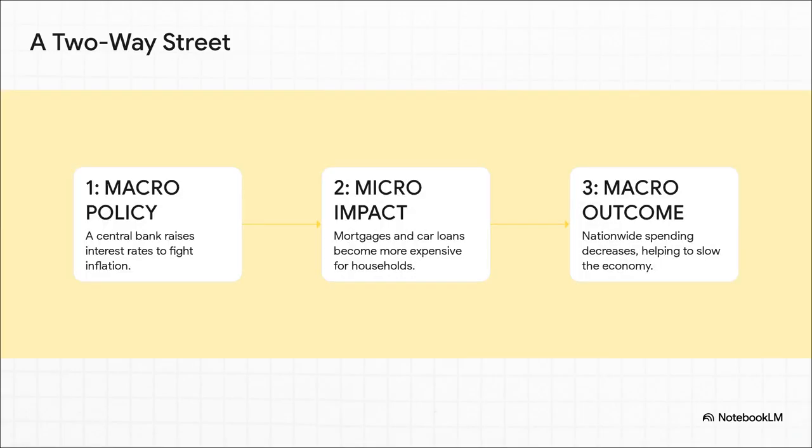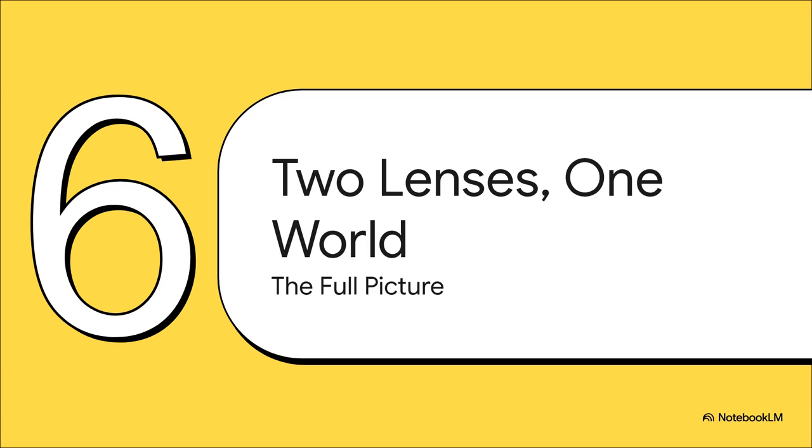Okay, let me give you a perfect real-world example of how this two-way street works. Let's say at the macro level, the central bank raises interest rates to fight inflation. That's a huge economy-wide decision. But how does it actually work? Well, it works at the micro level. All of a sudden, it becomes more expensive for you to get a mortgage or a car loan. So you and millions of other people decide to hold off on those big purchases. And when you add up all those individual micro decisions, you get a macro outcome. Spending across the country slows down, which helps cool off inflation. See? It's a loop.